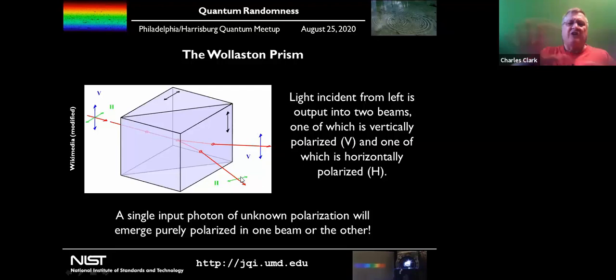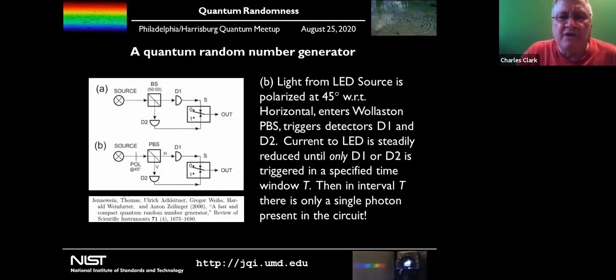Now, okay, that's an idealized description. In the actual manufacture of a Wollaston prism, there are some imperfections. And so you might get 99% or 99.9% vertically polarized or 99.9% horizontally polarized. But the indications are that for this physical medium, if your fabrication technology was sufficiently accurate, you would get this outcome. And this can be used to make a polarizing beam splitter.